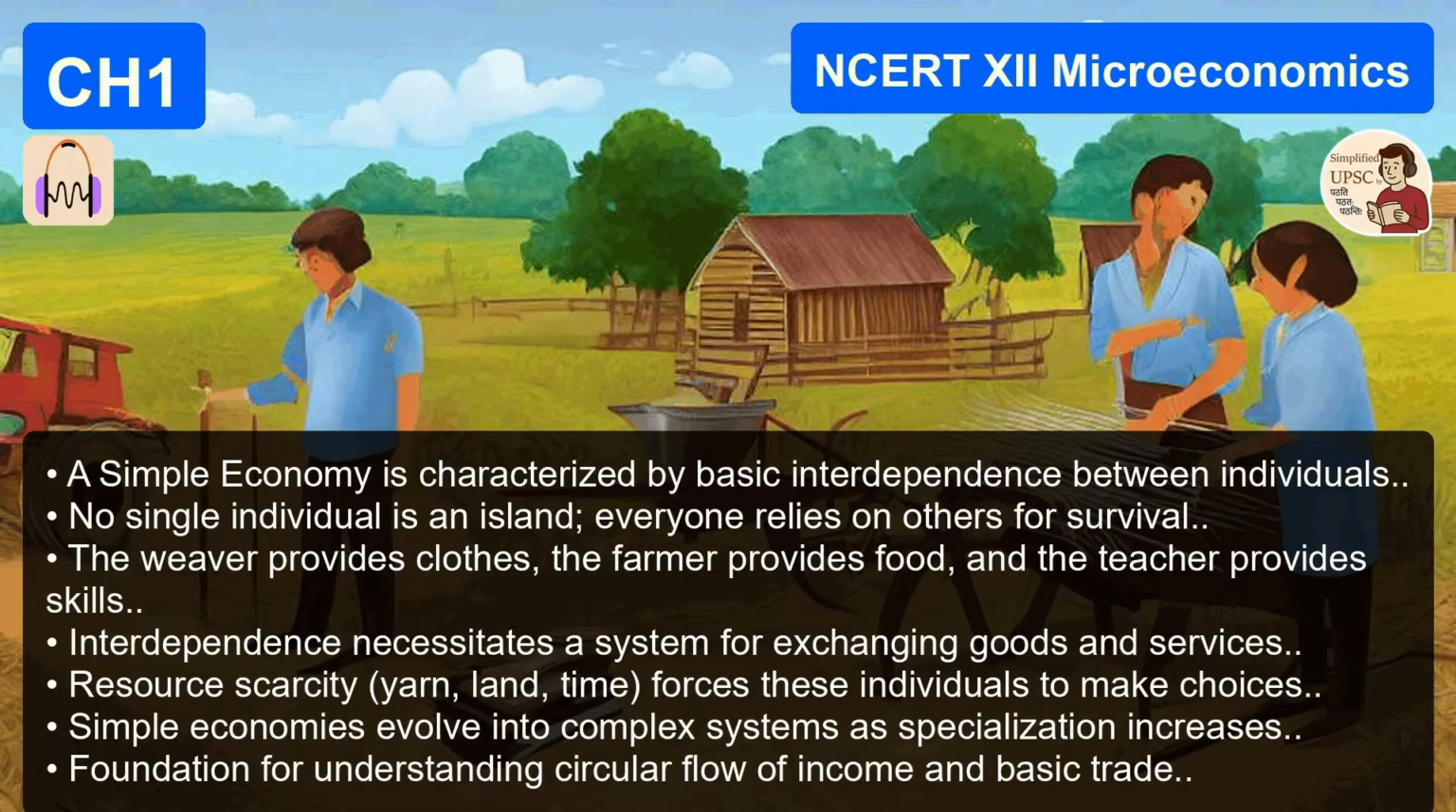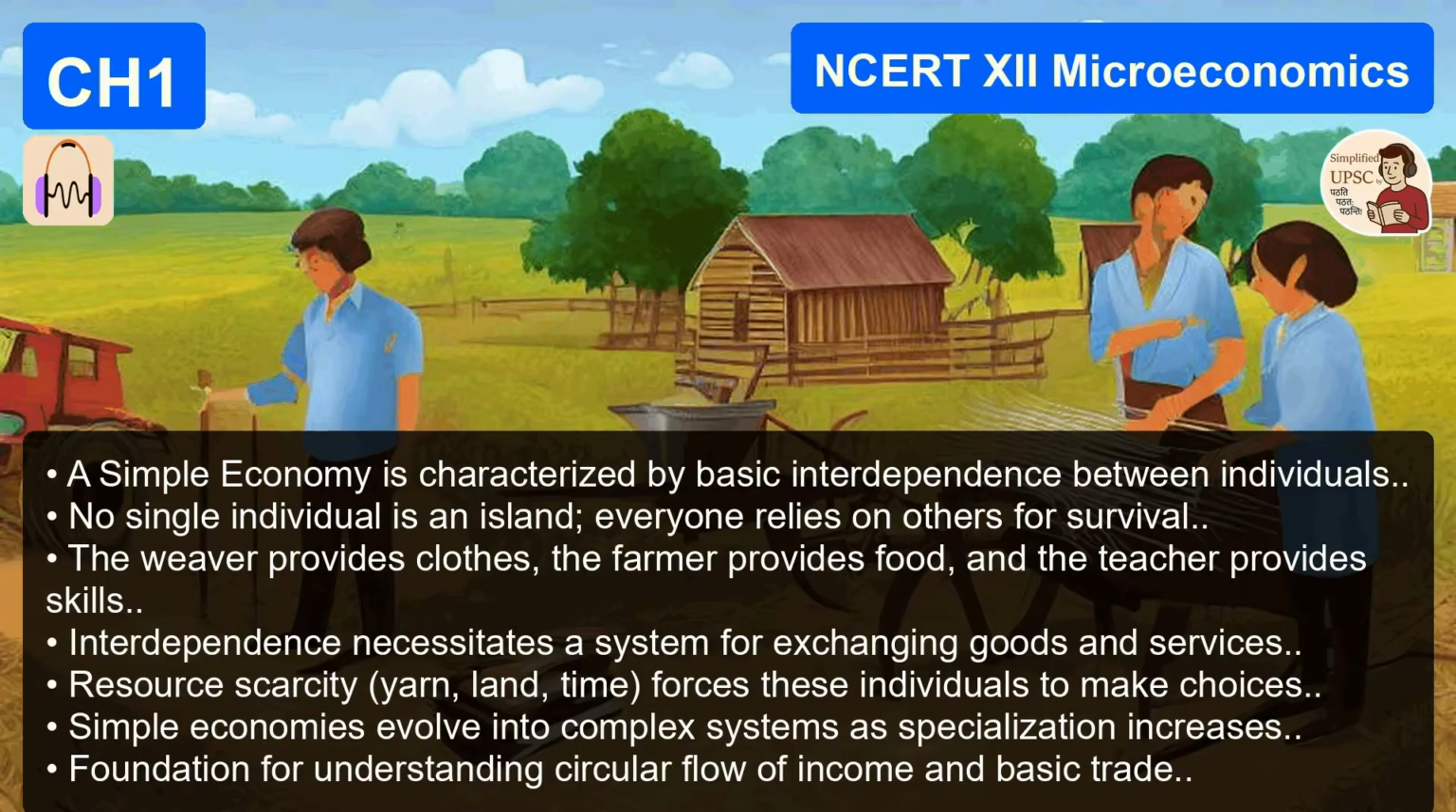Scarcity. That's the bedrock of the entire discipline, right? The one-word summary of economics. It is the friction point. It is the reason economics exists at all. Resources are limited. There is only so much arable land in India. There are only 24 hours in a day for a worker.